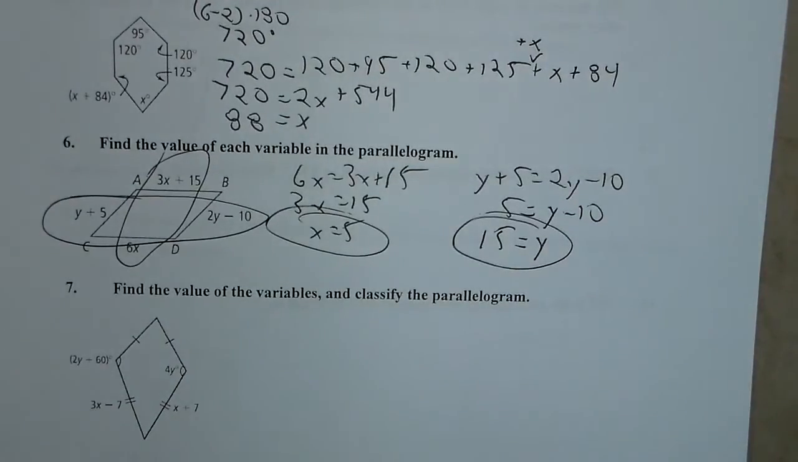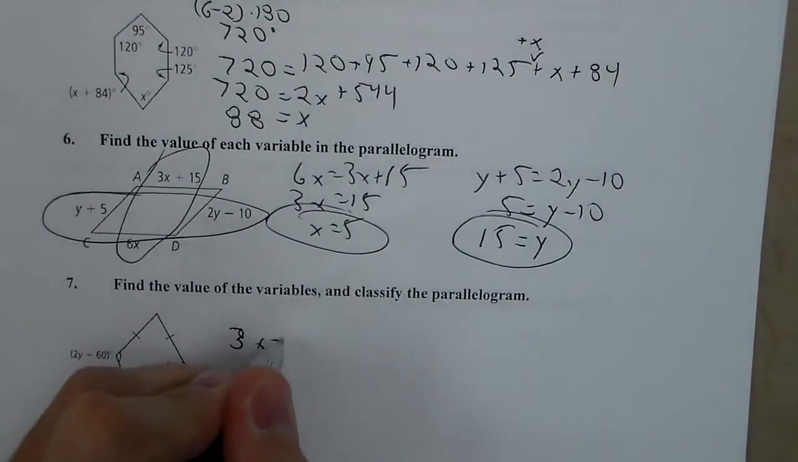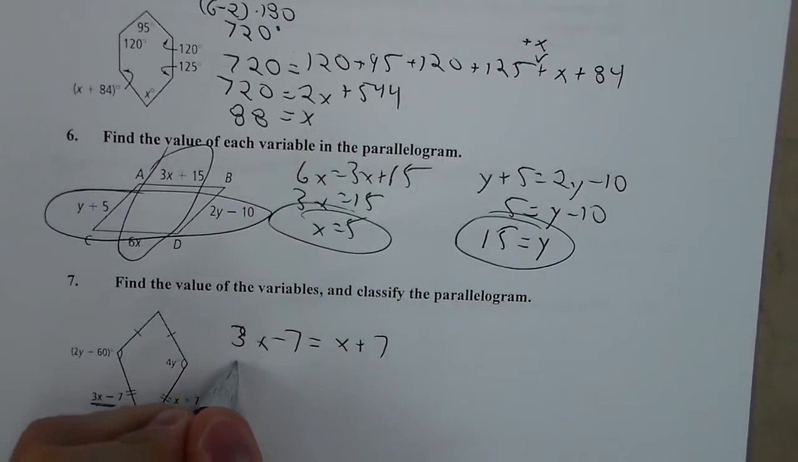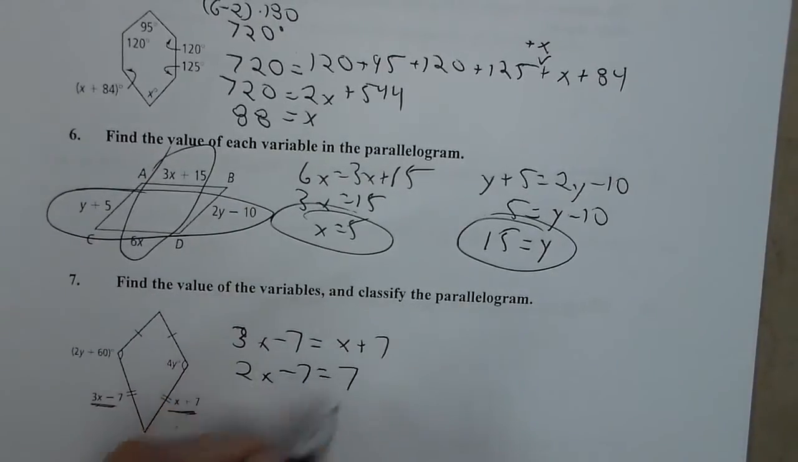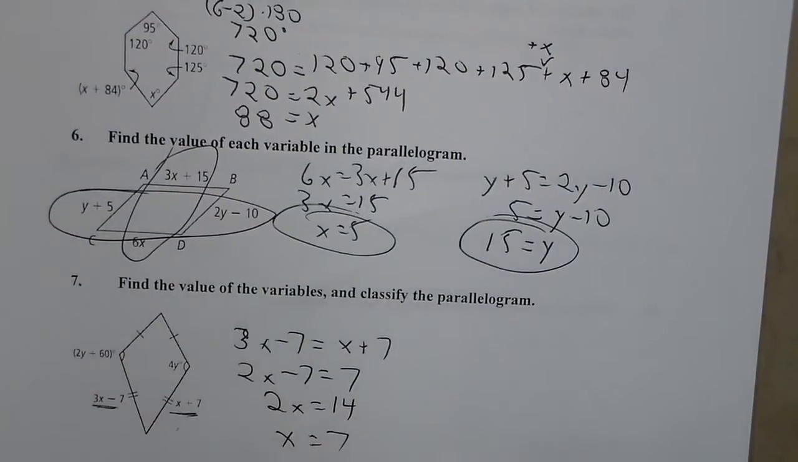For number 7, we have a kite. Now for the kite, we have adjacent sides are congruent. So we can go 3x minus 7 equals x plus 7. I'm going to subtract x over and get 2x minus 7 equals 7. Add the 7 over, 14, so x is 7.